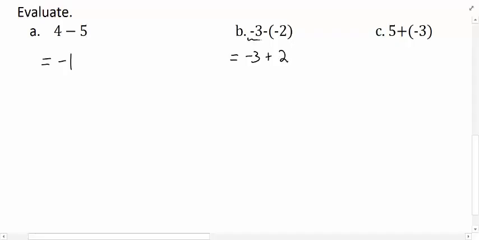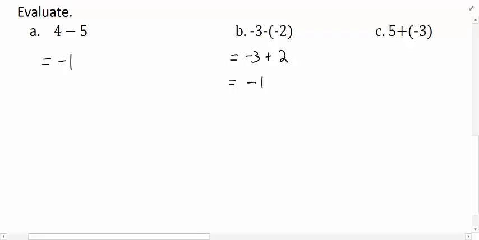So we're still starting at -3, but instead of saying that we're going to subtract -2, we've simplified to say that we're adding 2. So if I think about temperature, if it's -3 outside and it gets warmer or goes up by 2 degrees, I know that I'm going to end up at -1 degree.